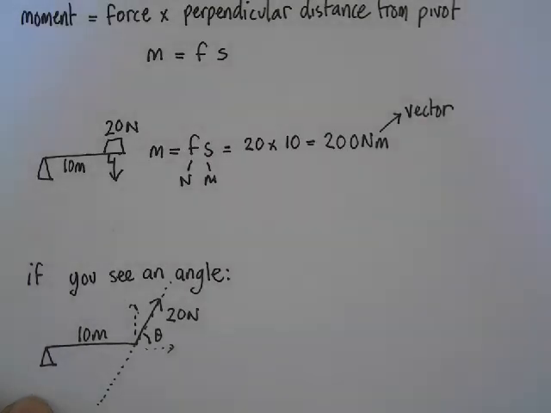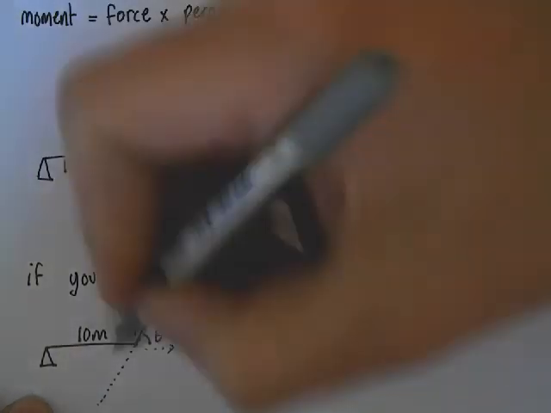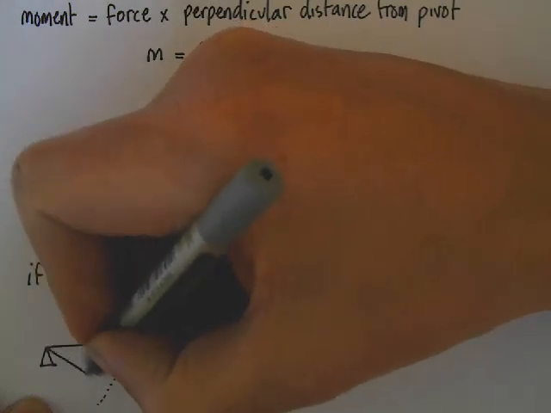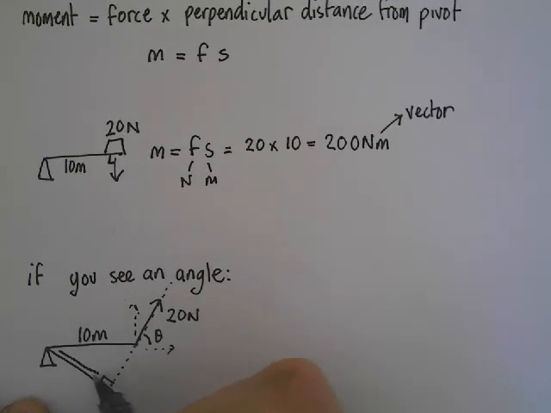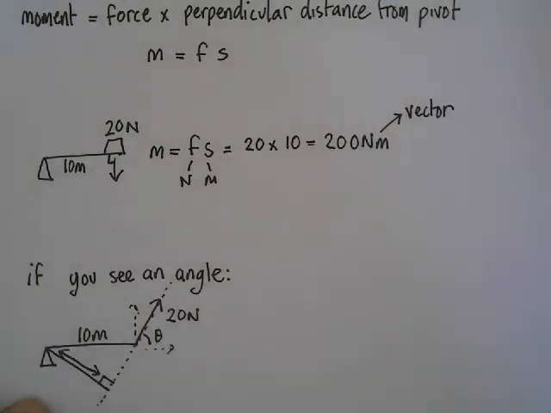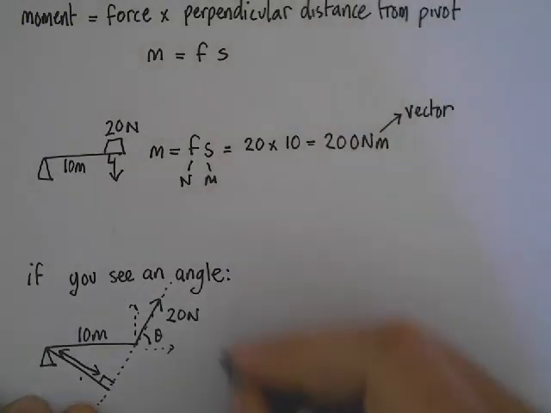So if I wanted to find the perpendicular distance, I would probably just use a ruler and a protractor, and I would draw in a line that's at right angles to that line of action of the force. And then I would just measure this distance here with a ruler. And if it was a scale drawing, I could use that distance multiplied by the 20 newtons, and that would tell me the moment of the force.